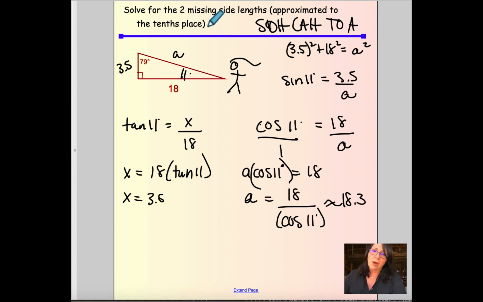Now, just to confirm, 18.3, remember the smallest side is opposite the smallest angle. So my smallest angle is 11, and this is definitely my smallest side. And my largest side is opposite my largest angle, which is apropos for what we have here. Because remember, even though 79 degrees is not 90, it's close, your side is going to be closer than the other one.